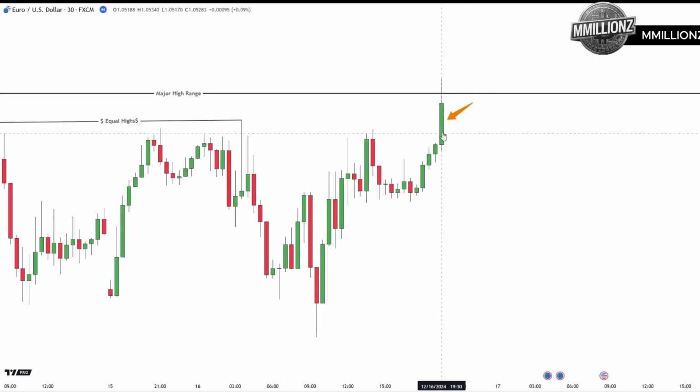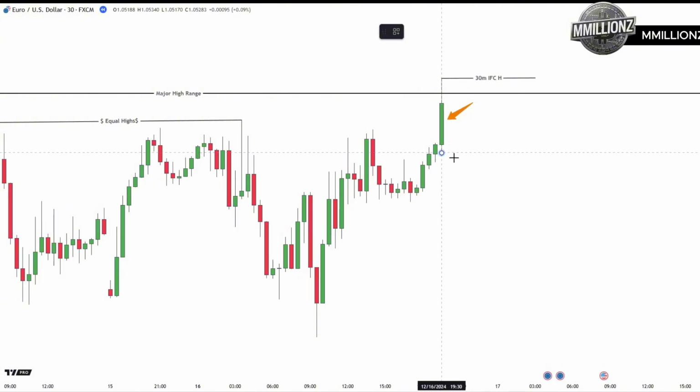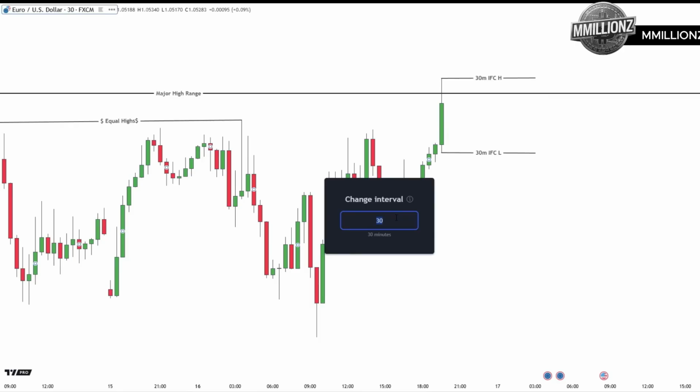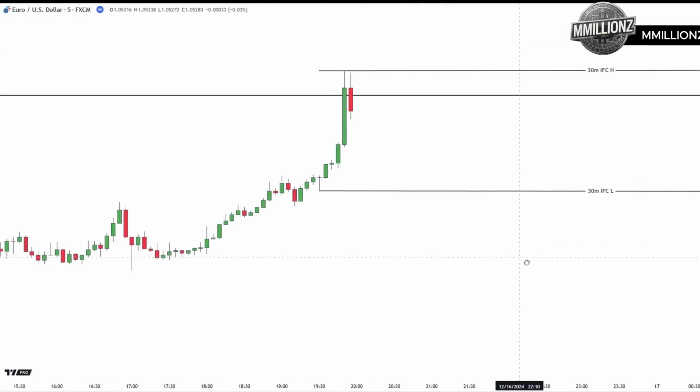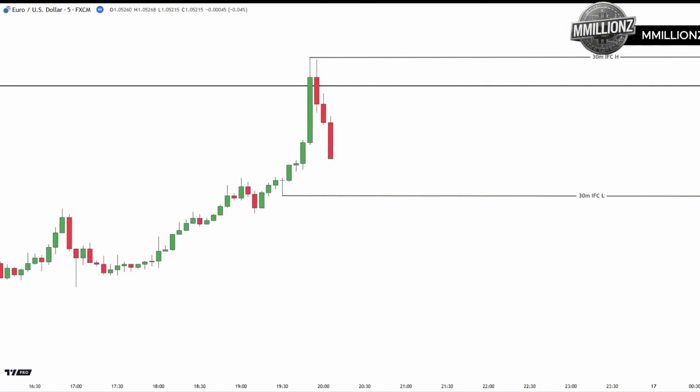This candle is a strong candidate for being an IFC candle. The next step is to mark the highest and lowest points of the 30-minute IFC candle. Then, I'll zoom into a lower time frame, in this case the 5-minute chart, to look for potential confirmations and entry opportunities. Now, with the 5-minute chart on the screen, the goal is to patiently wait for the price to form both a market structure shift and a 5-minute PD array. Once these conditions are met, we can look for an entry to go short from the 5-minute PD array.